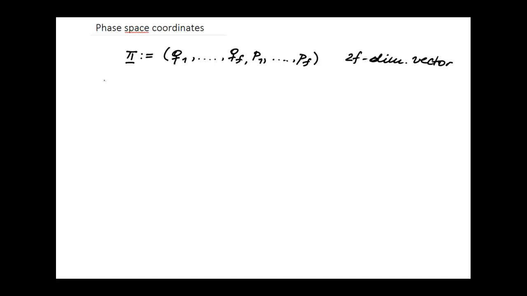I know I'm not quite done with Poisson brackets yet, because now I would like to look at the Poisson bracket of component pi i with component pi j, where i and j can take values between 1 and 2f.